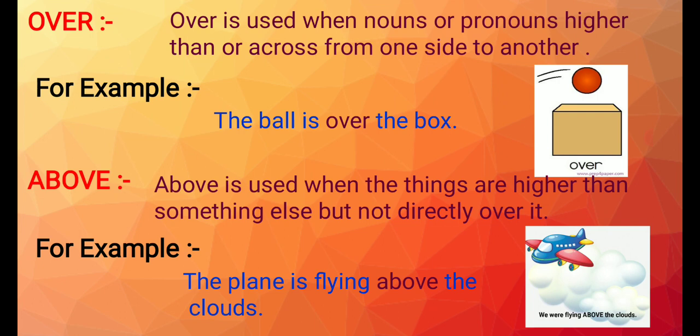If you want to make another sentence, if you are journeying in the aeroplane and you can see out of the window, at that time what will be the sentence of that? We are flying above the clouds. Understand how to use above? And I hope that you can understand the difference among on, over and above.